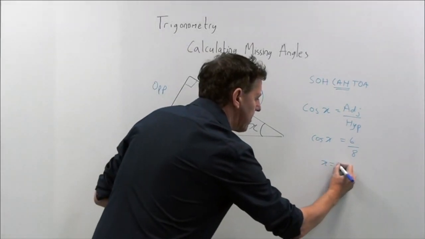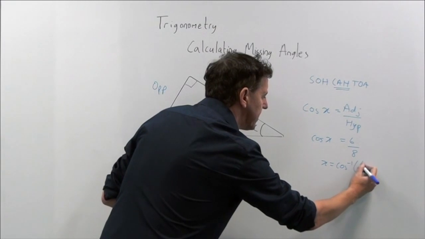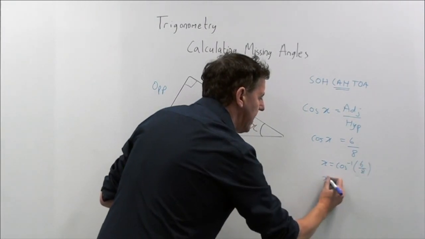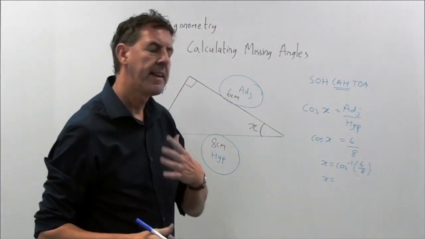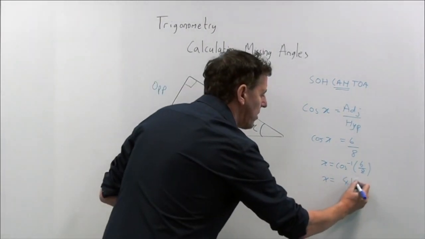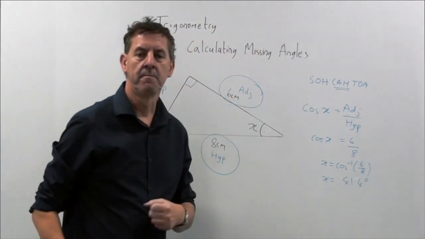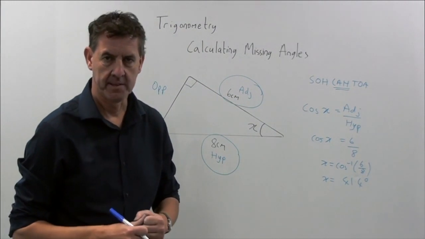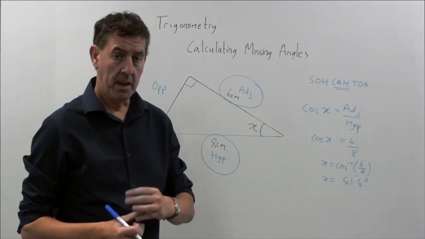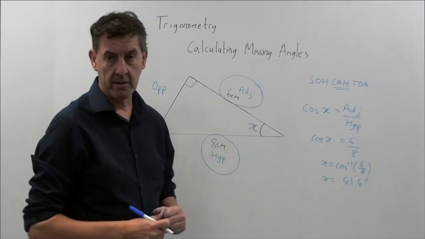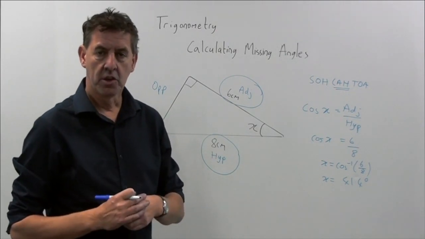So x equals cos inverse of 6 over 8. Type that into your calculator and you get an angle of 41.4 degrees. I've rounded mine to 1 decimal place. You should now feel competent in being able to calculate missing angles in right angle triangles using trigonometry.